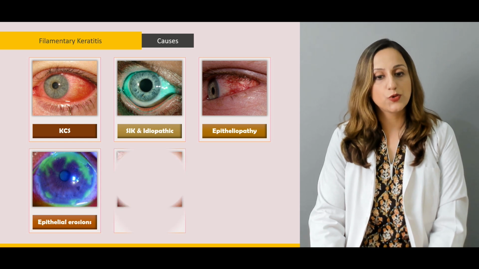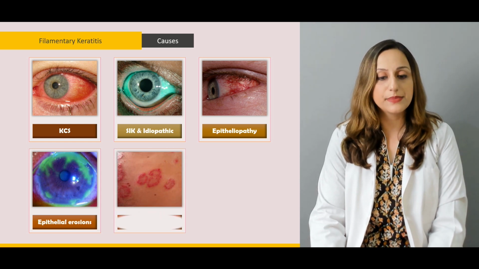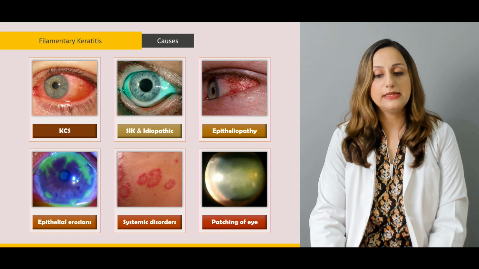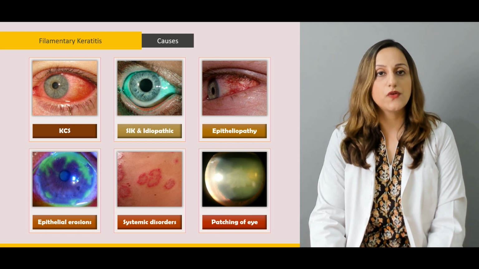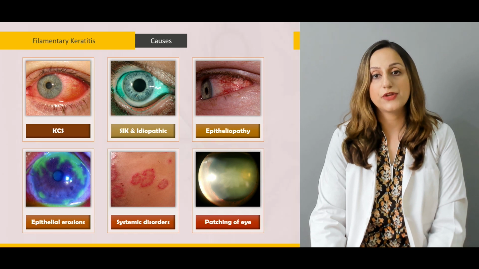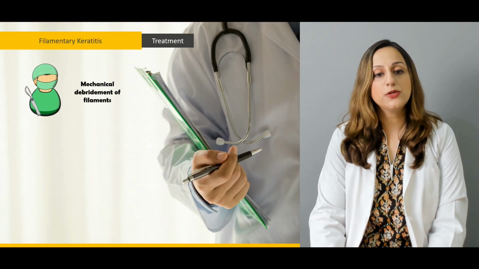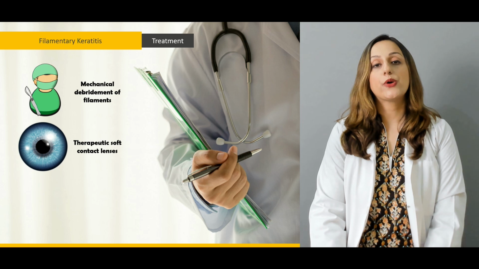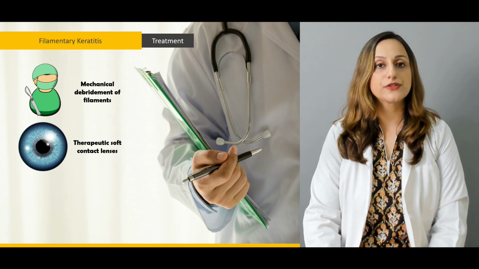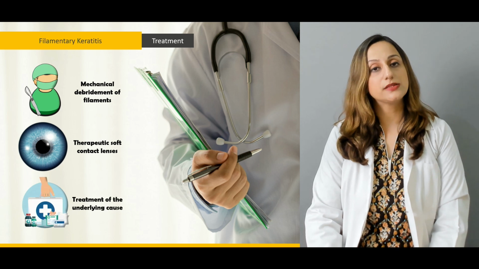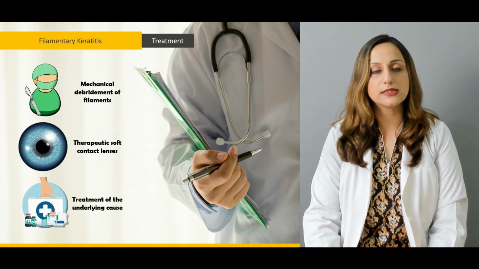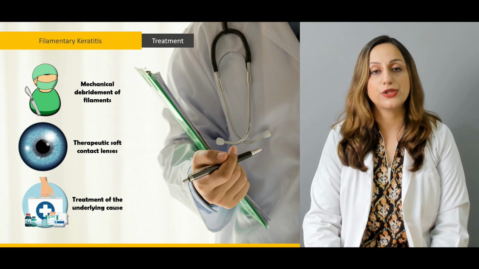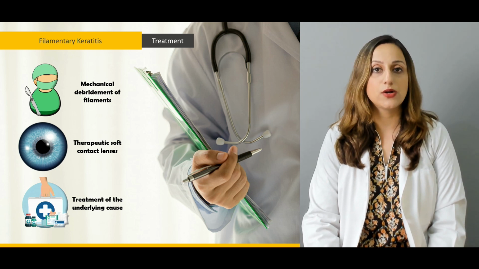Then we have epithelial erosions of any other sort, for example toxic epithelial erosions, or systemic disorders, or the patching of the eye resulting in this sort of filamentary condition at the level of the cornea. The treatment would consist of mechanical debridement of the filaments. That is one of the treatments of choice, and you would also ask the patient to use therapeutic soft contact lenses. The treatment of the underlying cause is very basic over here. Whatever the underlying cause is, either infection, or exposure to ultraviolet rays or photoophthalmia, you have to treat the underlying cause first of all.